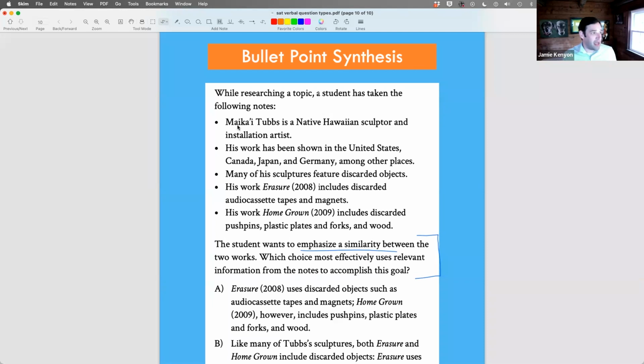So Maikai Tubbs is a native Hawaiian sculptor and installation artist. I don't even see 2 works yet. His work has been shown in a bunch of places, still nothing about 2 works or similarities. Many of his sculptures feature discarded objects. Maybe that's a similarity. More specifically, Erasure includes discarded audio cassette tapes and magnets. His work Homegrown includes discarded pushpins, plastic plates, and forks and wood. So if we're looking for a similarity, it's going to be something about these discarded objects.